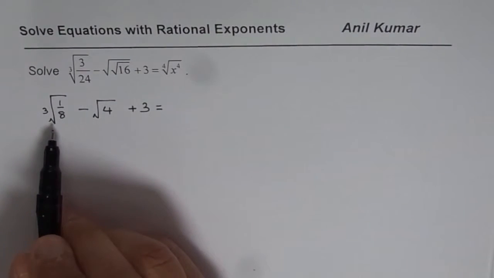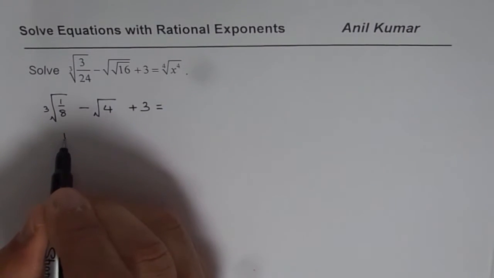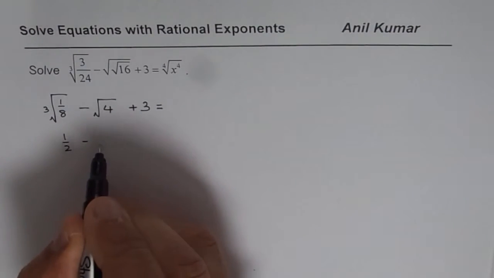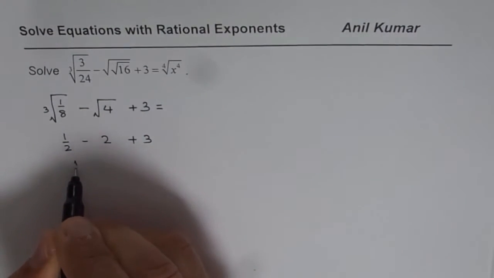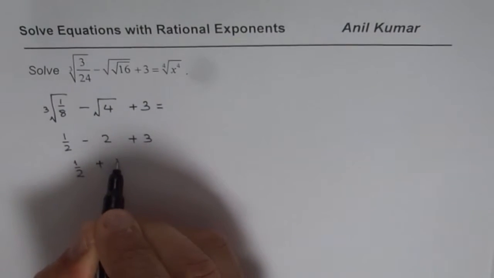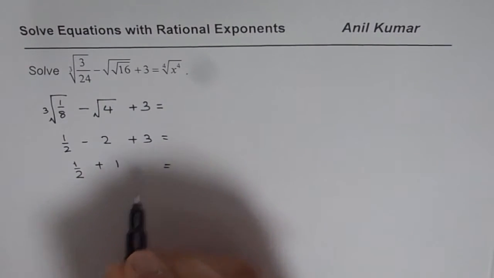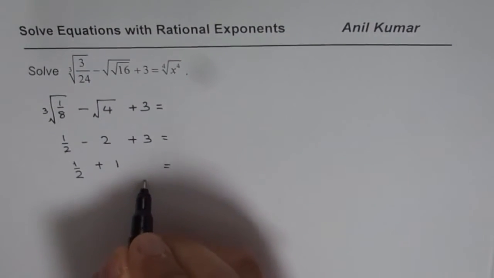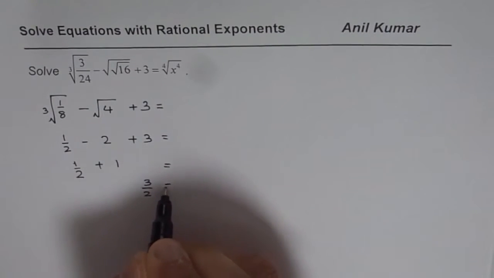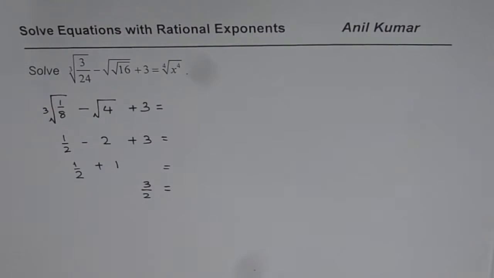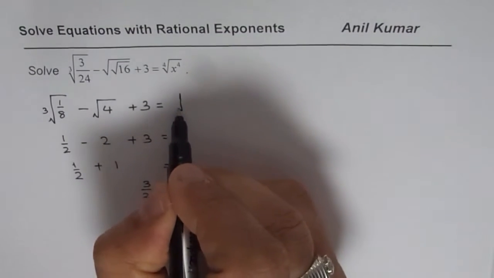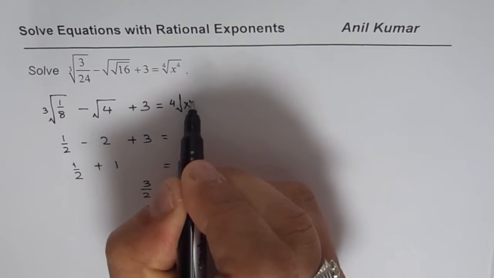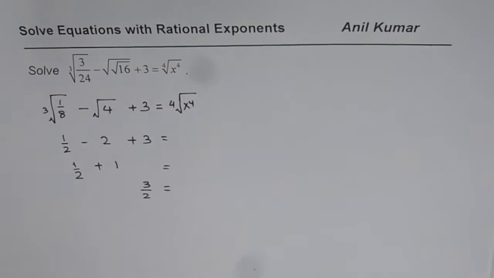Let's continue with the left side. Cube root of 1 over 8, as you know, is 1 over 2. And square root of 4 is 2, plus 3. So we could simplify this. It is half plus 1. So that is the left side. And when you add this up, you get 3 over 2. Now, to solve such a question, we have fourth root of x to the power of 4. This is what we have.